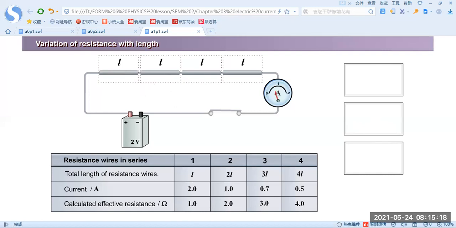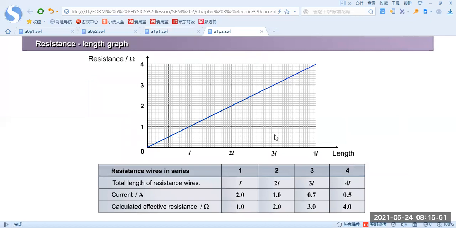Once the length increases, we notice that when the length of the conductor increases, the current reduces. Why does the current reduce? Because the resistance increases. The resistance in the circuit increases. We said that the effective resistance in the circuit increases. As a conclusion, we can say that resistance is directly proportional to the length.